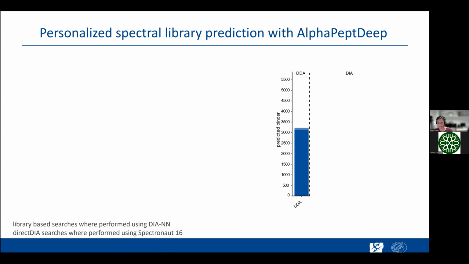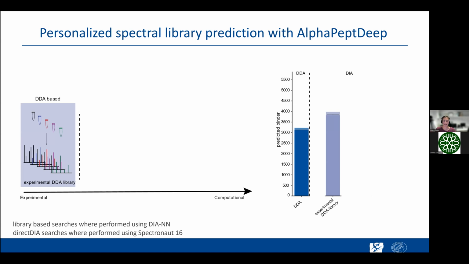So in a bit more detail, we performed all the library-based searches with DIA-NN, and for direct DIA searches, we used Spectronaut 16. So on the right-hand side, you see basically, again, a 200 microliter plasma sample measured on a 31-minute gradient with DDA. And if we now go on a scale from more experimental libraries to more computational libraries, a DDA-based library results already in an increase in peptide identifications, kind of as expected, also shown in the other publications beforehand.